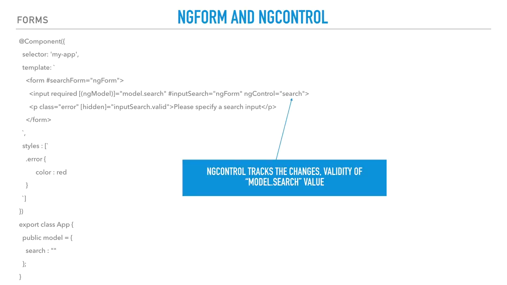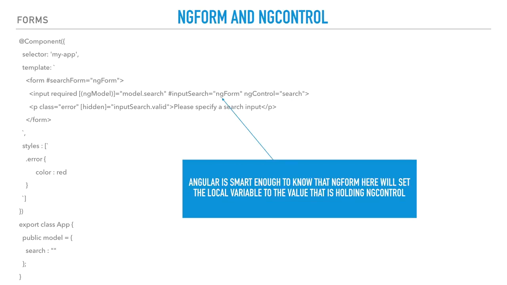Then we have an input, and for this input we are specifying ngControl. Okay, ngControl needs to receive a value. In this case it is search, which comes from our model, and this is the way that we tell Angular, okay, attach a control here that handles all the changes and validity of this input in particular.